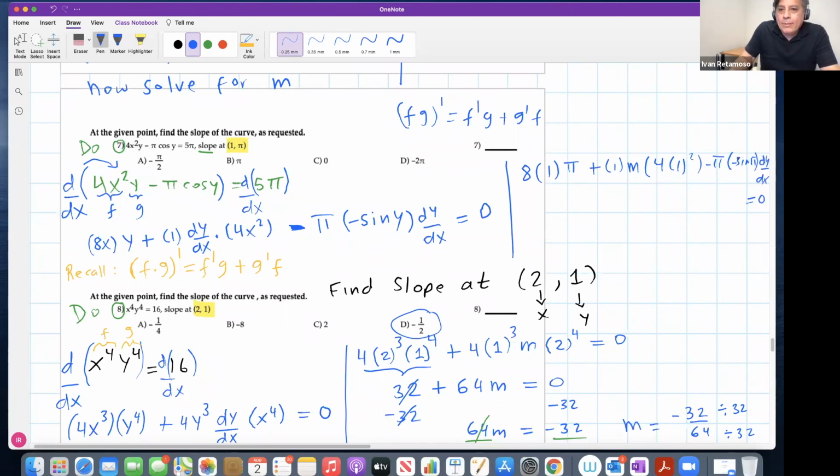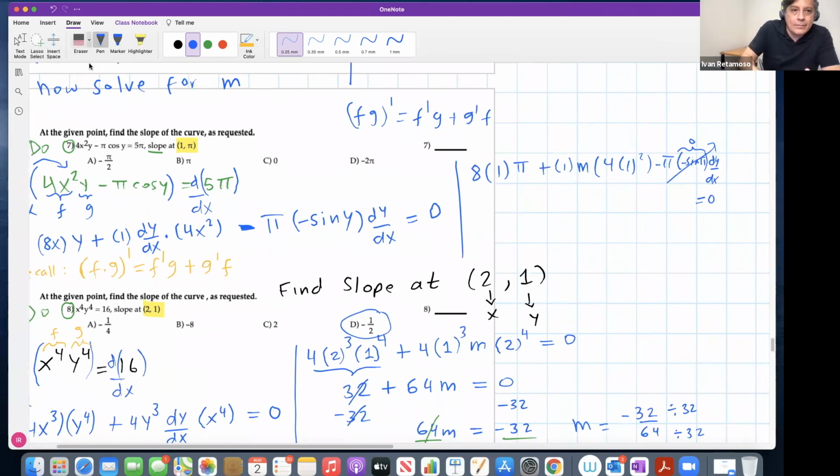But now sine of pi, remember, is 0, so kills all this part. And dy/dx, we said we should write it as an m, right? So don't worry about this part. This, we call it m. So anyway, this is going to disappear because this is just 0. All right, so now we have here 8 pi plus, this is 1, 4m equals 0.